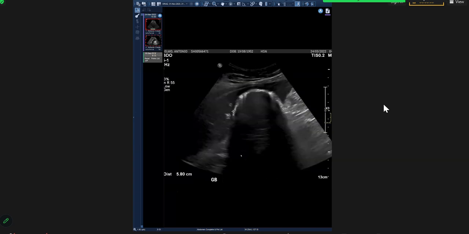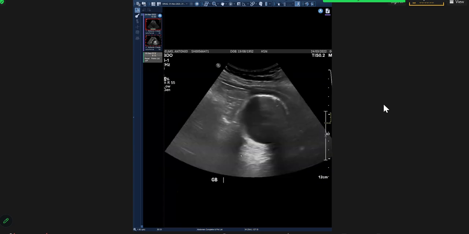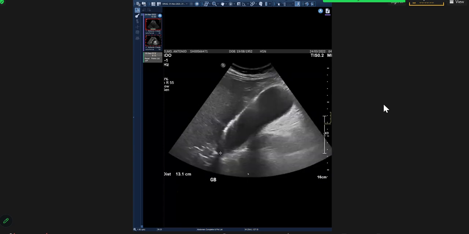So I'm suspecting it could be a case of gangrenous cholecystitis, or it could be emphysematous cholecystitis. Although I don't appreciate air inside the lumen of the gallbladder, and I don't appreciate any calculus inside the gallbladder, this could be a case of emphysematous cholecystitis.